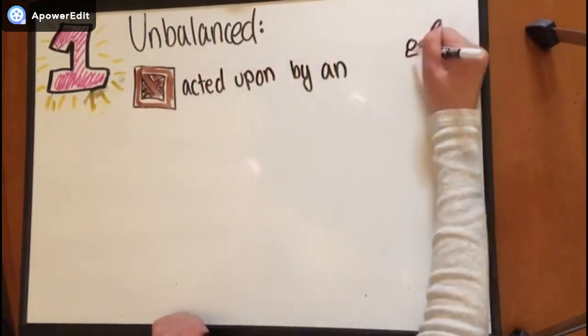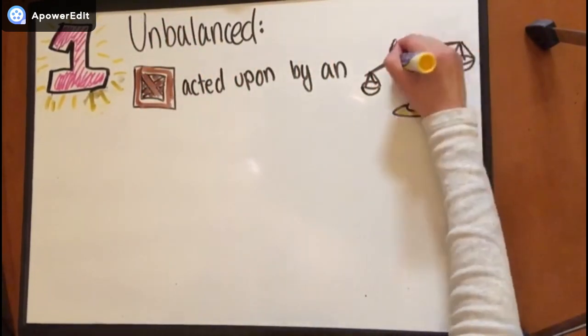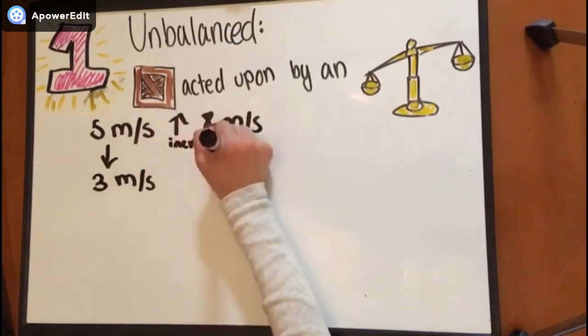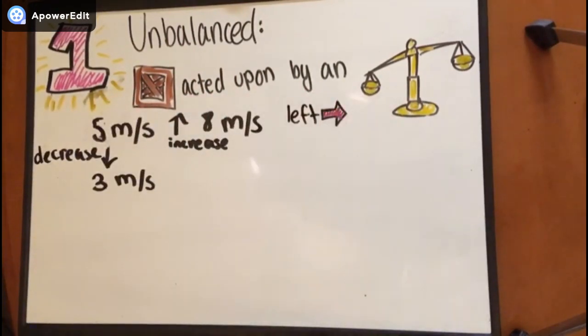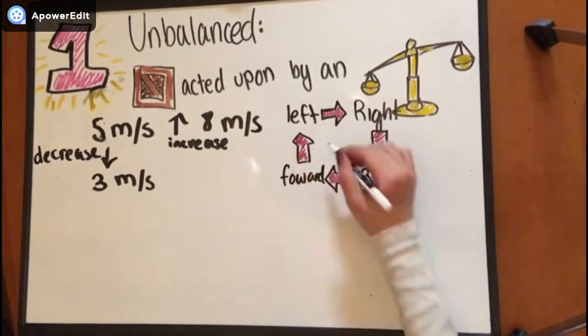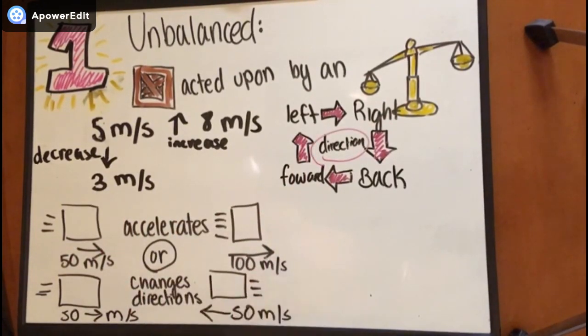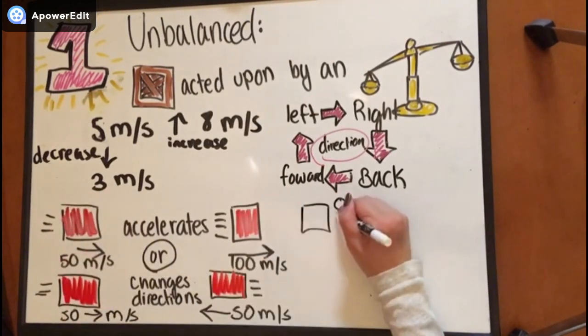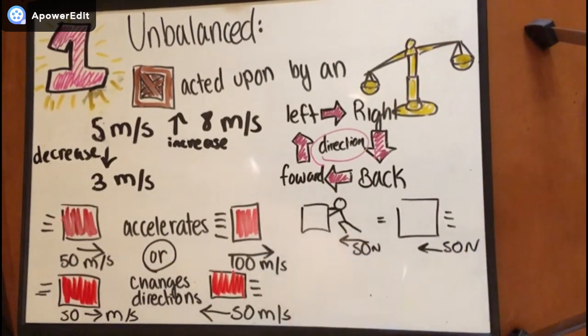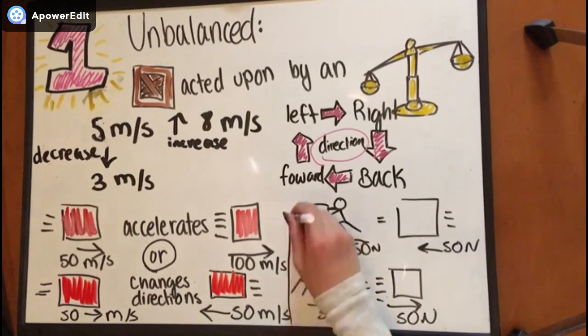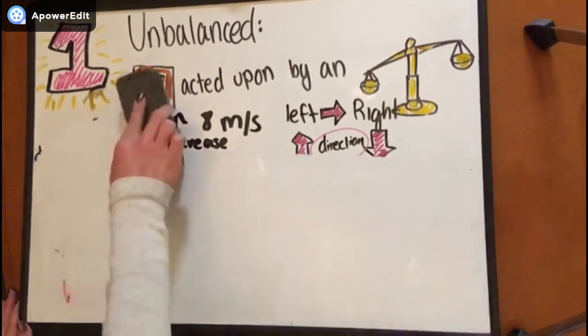When an object's motion is acted upon by an unbalanced force, it can change the object's speed, direction, or both, whether it be in motion or at rest. An object in motion will accelerate or change its direction. An object at rest will move in whichever direction the force is pushing in. The velocity can change depending on which of the said forces is greater.